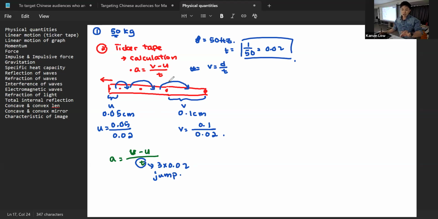So for the ticker tape questions, it can be like that. Then they will ask you the definitions, either acceleration or velocity or displacement. They may also ask you to describe the motion. For example, how do you describe this one? Is the velocity decreasing or increasing? It is increasing, right? Because the gap is getting bigger and bigger. Some of them you have to say whether it is constant or not. How do I know it's constant or not?